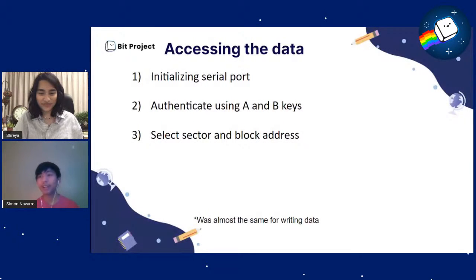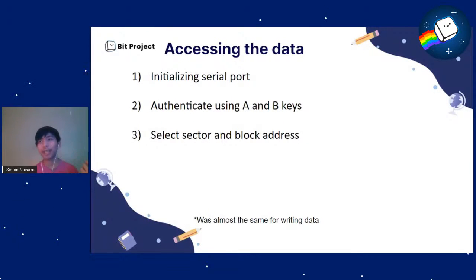Then you have to authenticate using A and B keys. Third off, you have to select sector and block addresses. That made it so you can actually access the data. This is basically the same thing for writing data, except for initializing the serial port.